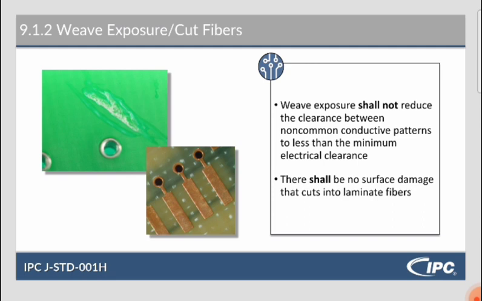9.1.2, weave exposure and cut fibers. Weave exposure shall not reduce the clearance between non-common conductive patterns to less than the minimum electrical clearance. There shall be no surface damage that cuts into laminate fibers. If there's just a scrape on the top, that would need to be looked at, and it can be repaired or used as is. But if there is surface damage that cuts into laminate fibers, almost like fiberglass with frayed edges, that would be a defect.